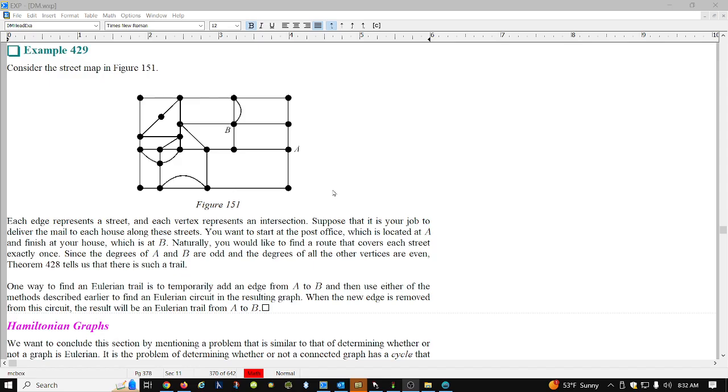How to find such a trail? Well, all you have to do is add a temporary edge between A and B. Now all the vertices have even degree. Use either of the two procedures we've just been discussing, either piecing together circuits until you get an Eulerian circuit, or using Fleury's algorithm. And once you have the circuit, pull out that temporary edge, and you have your Eulerian trail. And I just gave away the proof of the previous theorem.